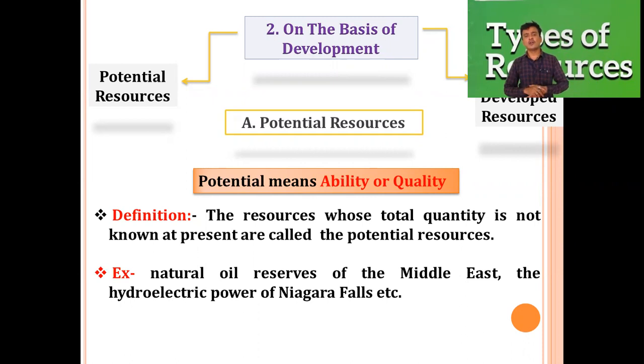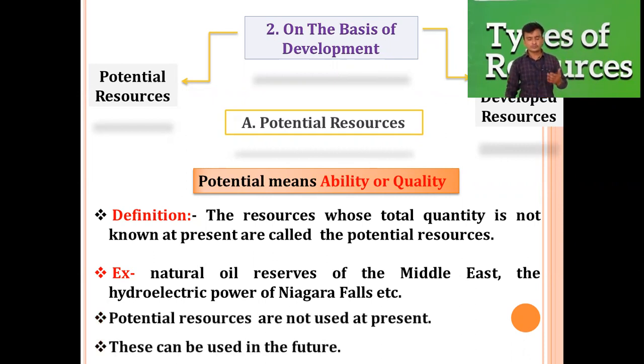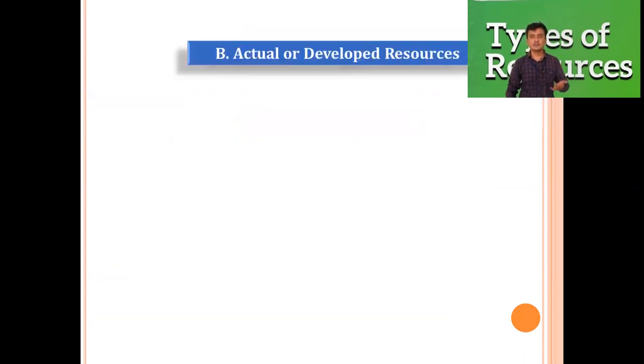Example, the natural oil reserve of the Middle East and the hydroelectric power of Niagara Falls. Okay, so a waterfall has that potentiality. In future, it can be used to generate hydroelectricity. So potential resources are not used at present, but they can be used in the future.